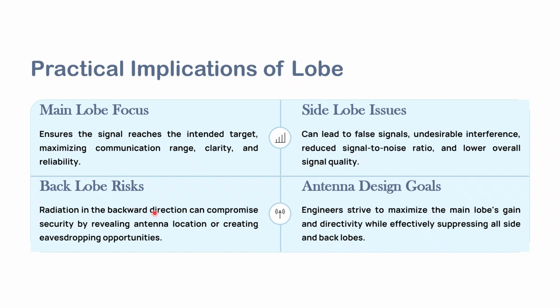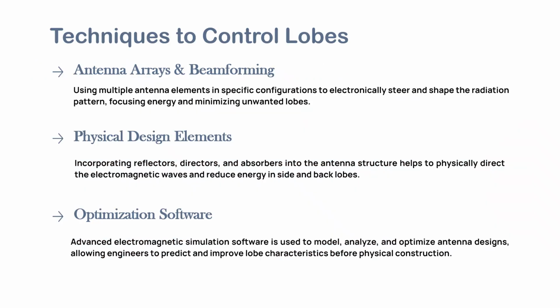Back lobe risk, as we have discussed already: with the back lobe, there is a likely chance of a security threat, and this has to be avoided. Eavesdropping opportunities have to be overcome by suppressing the back lobes in an antenna radiation pattern. The main goal of an antenna designer is to maximize the main lobe gain and to reduce the side lobe as well as the back lobe radiation strength. To design an antenna for any specific application, these 4 points have to be considered by an antenna designer.